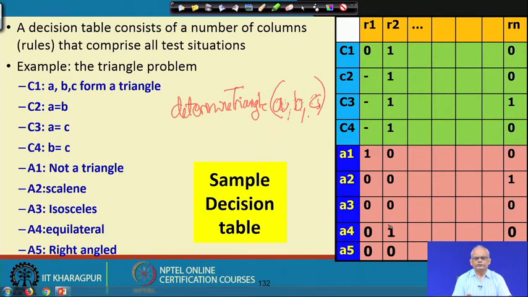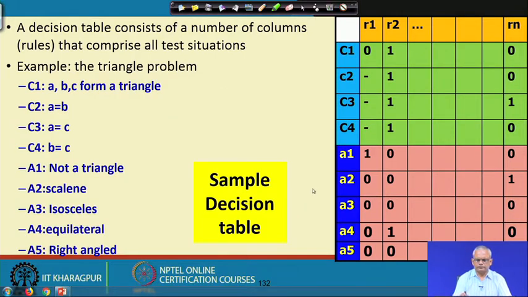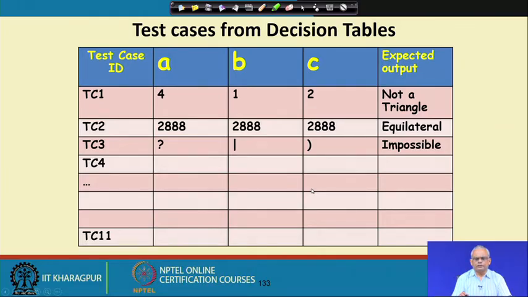Whenever we see that some relation between the input parameters helps define the output parameter, we write that in the form of conditions, and we represent all possible values of conditions here, and then we note the corresponding actions, and these form our test cases. And we can write the specific values for the parameters A, B, C for the columns that define the test case. For example, A is not equal to B, B is not equal to C, and C is not equal to A, which is not okay. Not a triangle, we can take 4, 1, 2 as the specific values here, and so on.